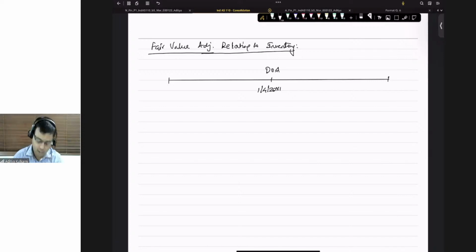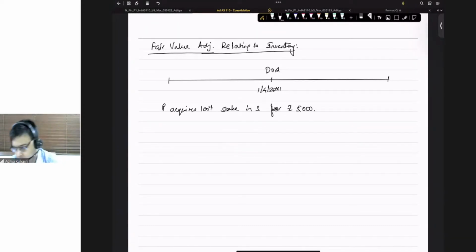Yes. All right. Fine. So now suppose we stick to the same concept. Date of acquisition is 1st April 20x1 and P acquires 100% stake in S for rupees 5,000. Okay, same concept. Only thing is we will replace it with inventory. That's it. So S Limited's balance sheet on 1st April 20x1 looks like this.